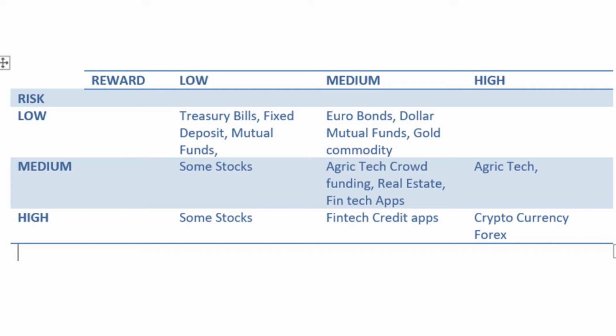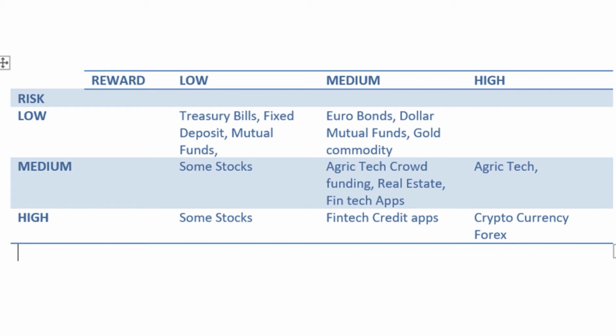The risk and reward matrix. It's basically a table that shows the risk level and the reward level. So there's low risk, low reward. There's low risk, medium reward. There's low risk, high reward. Then there's medium risk, low reward, medium risk, medium reward, medium risk, high reward. Do you understand? Then high risk, low reward, high risk, medium reward, high risk, high reward. So I'll just take a few.